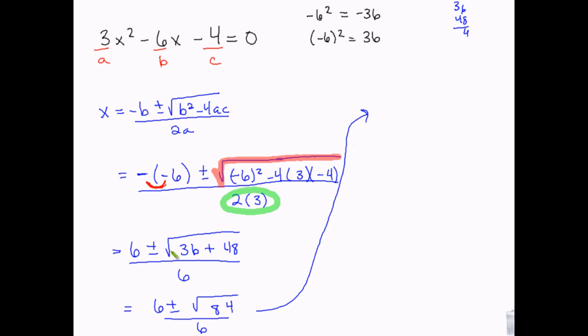So we did this part next. Okay, the square root of 84. Not a perfect square. Depending on what type of problem you're trying to do, depends on what we do next. Okay? If you want a decimal answer, you'll do one thing. And if you want an exact answer, you'll do another.